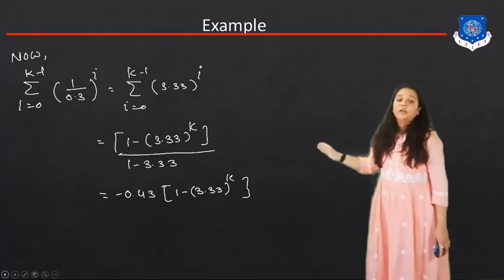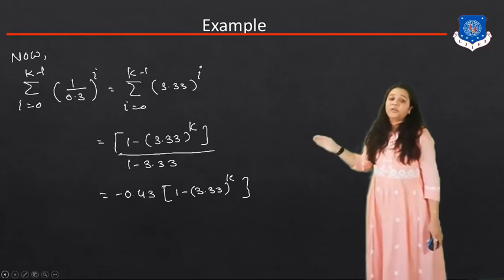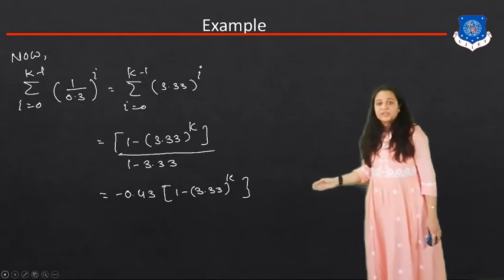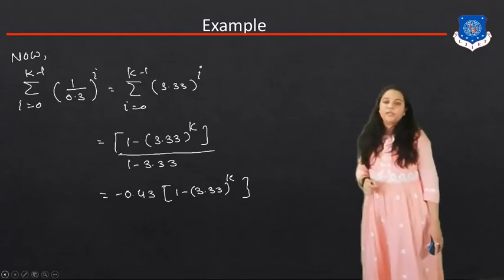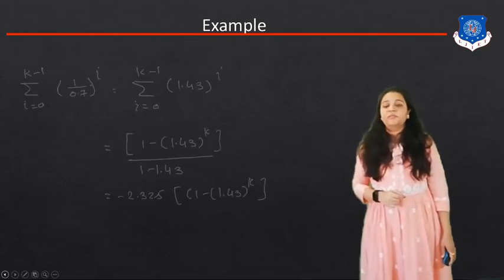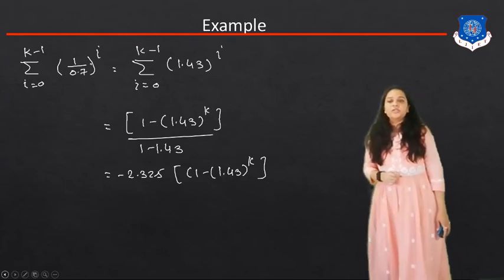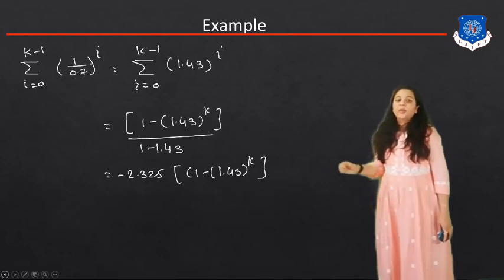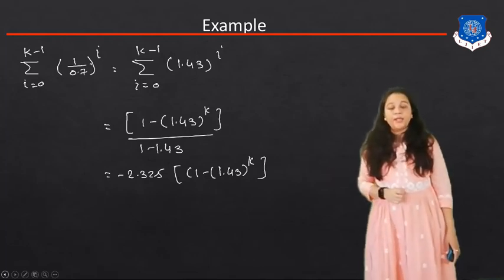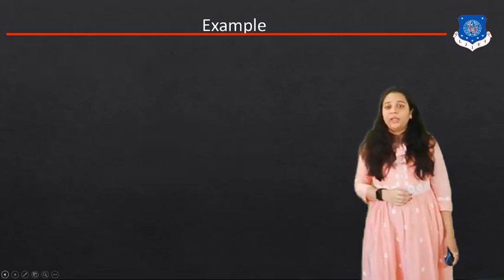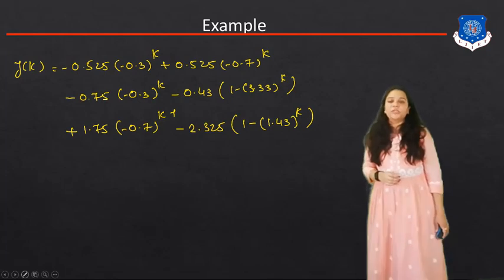So we can put the limit, and we get (1 minus 3.33^k) upon (1 minus 3.33). We simplify this equation and get minus 0.43 in the bracket (1 minus 3.33^k). The same thing we apply for 1 upon 0.7^i, and we get minus 2.325 in the bracket (1 minus 1.43^k). Put the value of these two terms in y(k), and we can get the final answer for y(k).